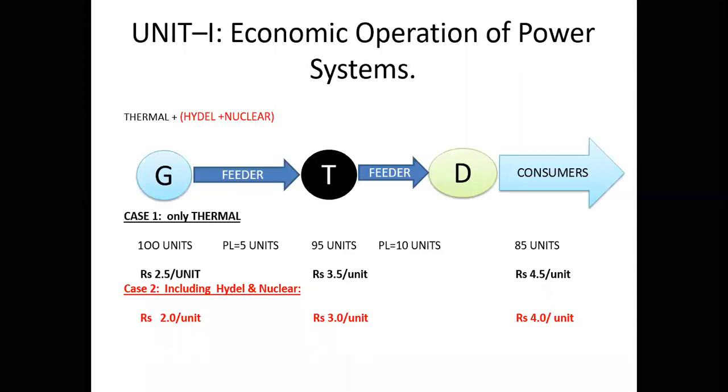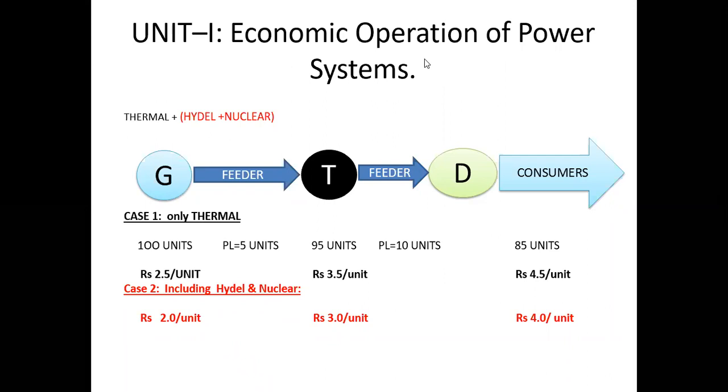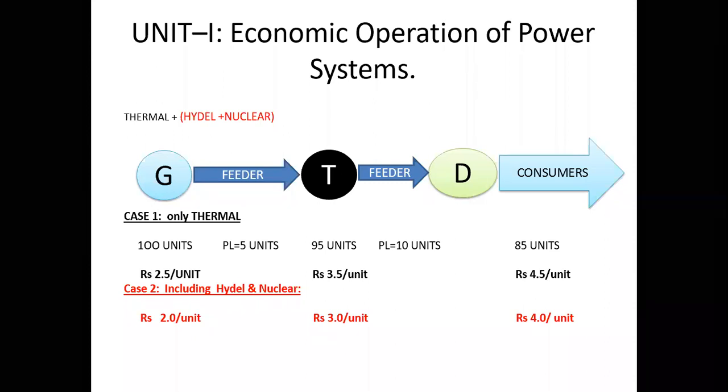So let's start the first unit. Already I told you that the main objective of the first 3 units is how to minimize the cost of generation. Now in this unit, we deal with only thermal plants or thermal units, but for easy understanding, I'm taking one simple example, the figure present in this slide.